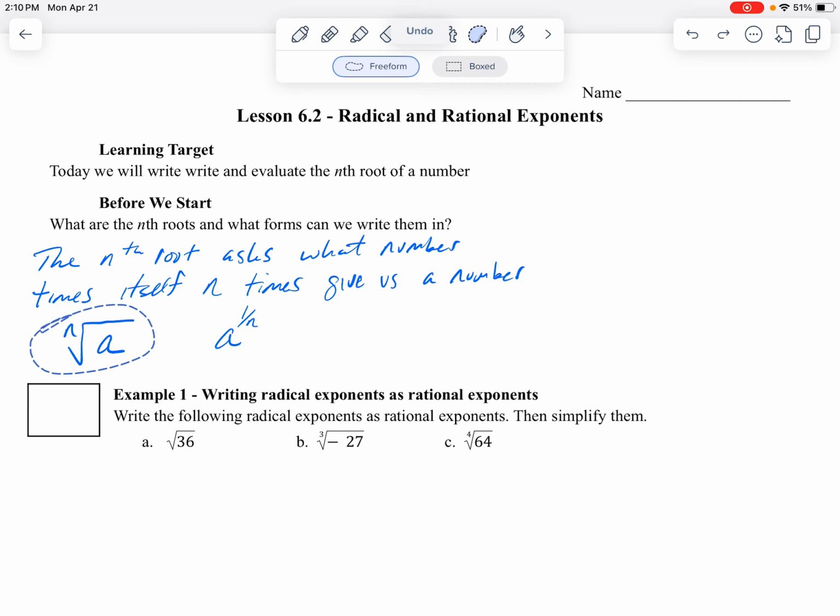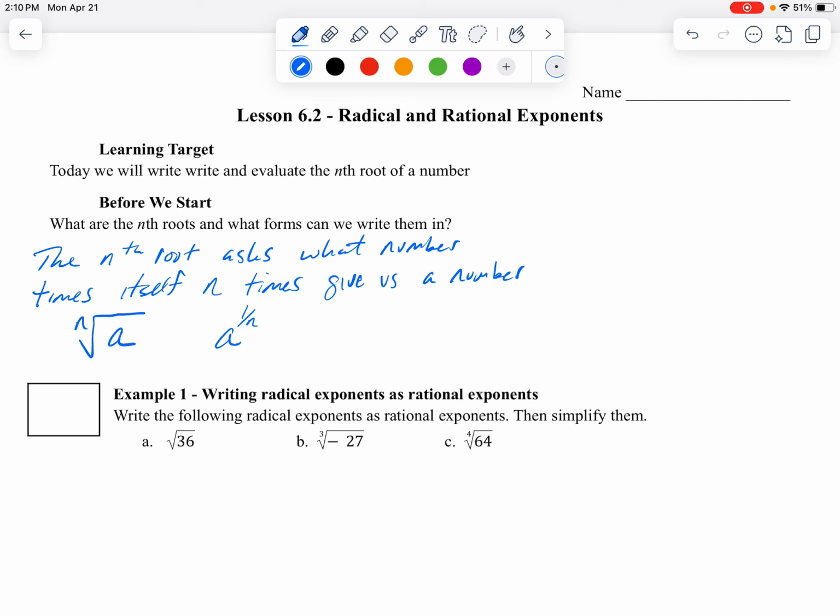To clarify here, this one on the left is our radical, and on the right, this is our rational. Sorry, this is getting a little bit scrunched up for me. Radical and rational. So, for example, instead of just thinking what number times itself once, we could think about what number times itself 3 times, or 4 times, or 5 times gives us some other number.